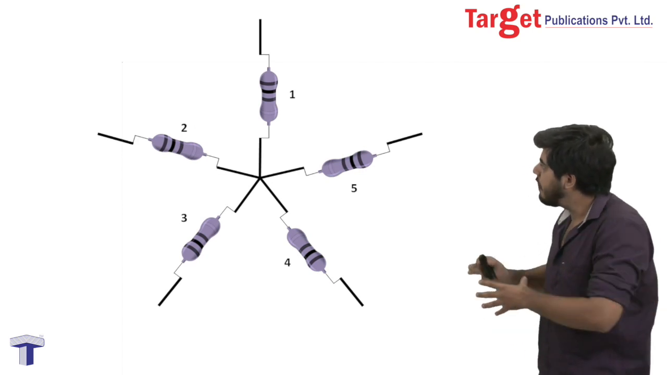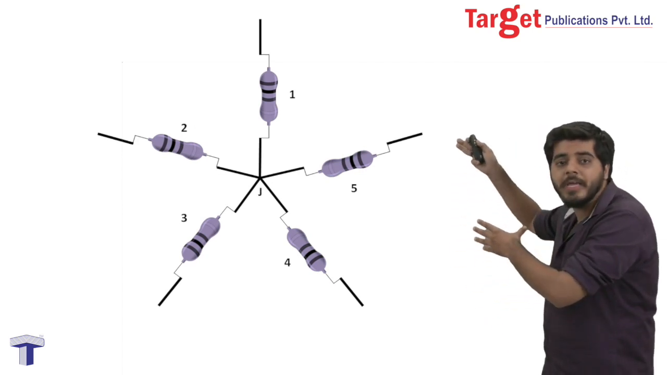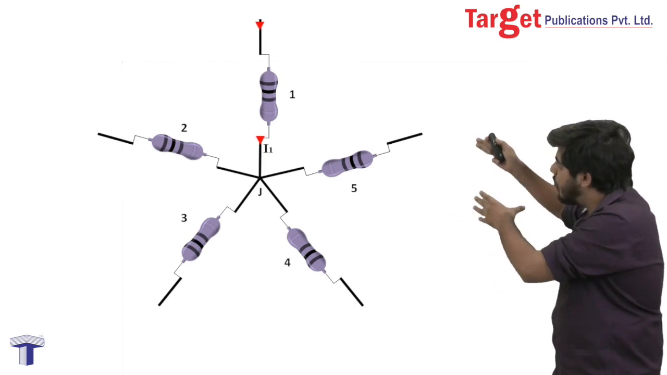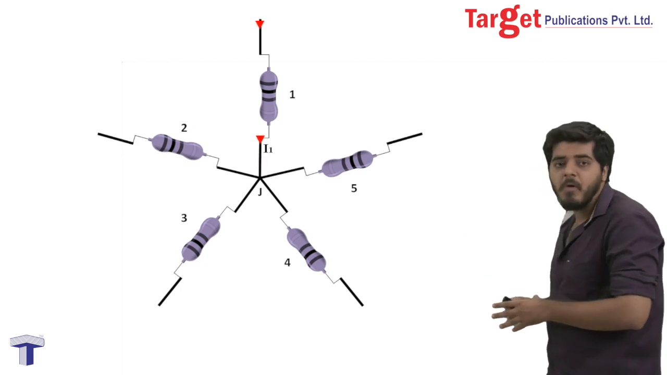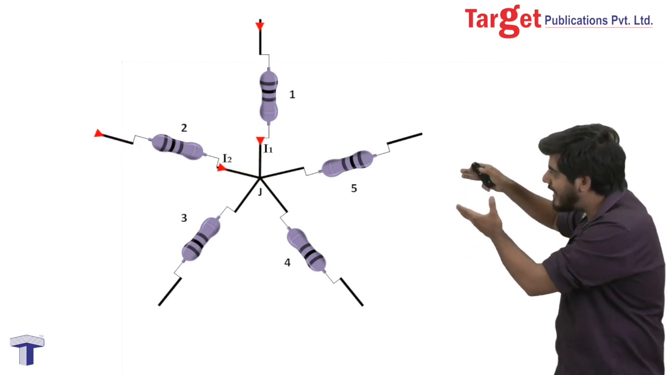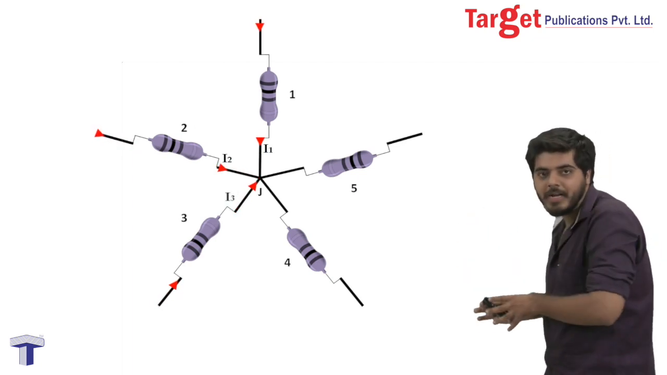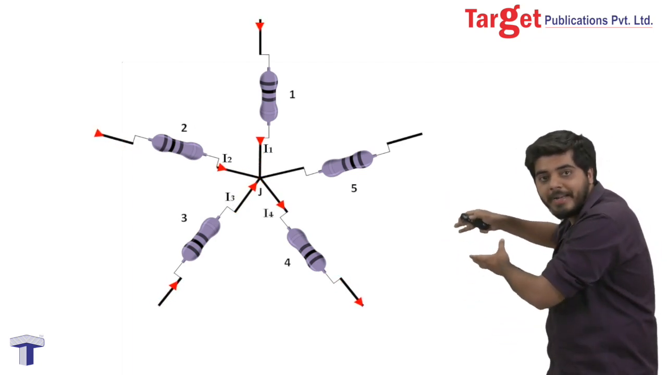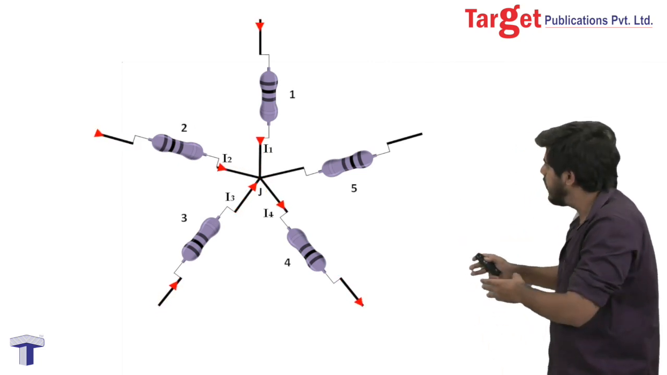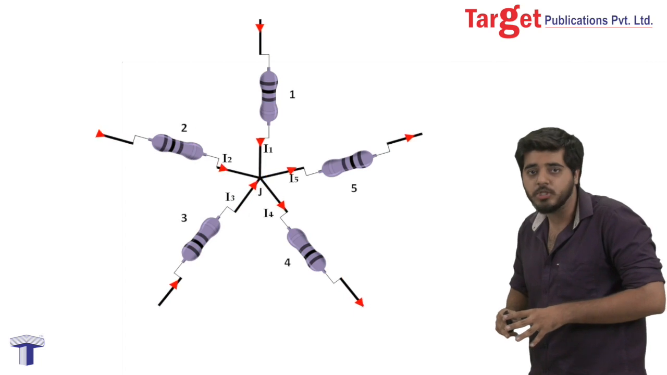Now let me say from my wire 1, the current is flowing in inward direction. From my wire 2, again the current is flowing in inward direction. From my wire 3, again the current is flowing in inward direction. From my wire 4, current is flowing in outward direction. From my wire 5, again the current is flowing in outward direction.